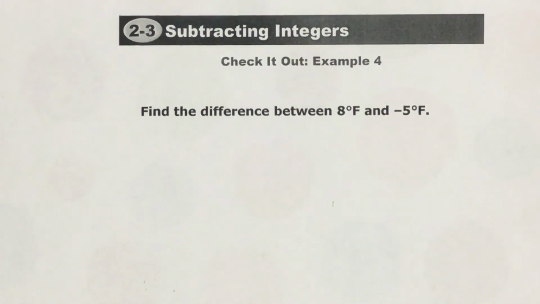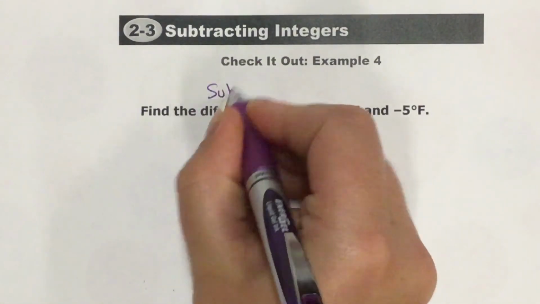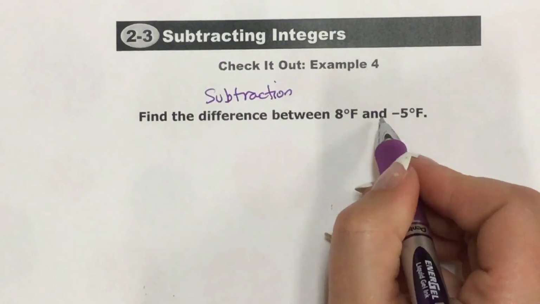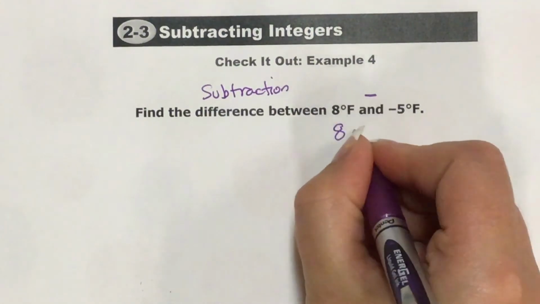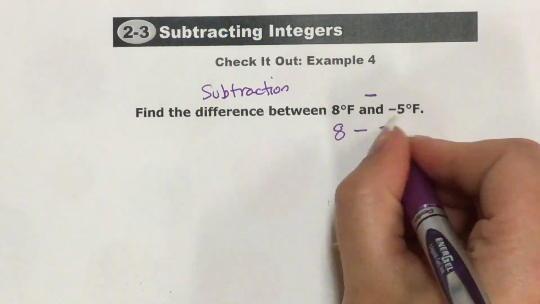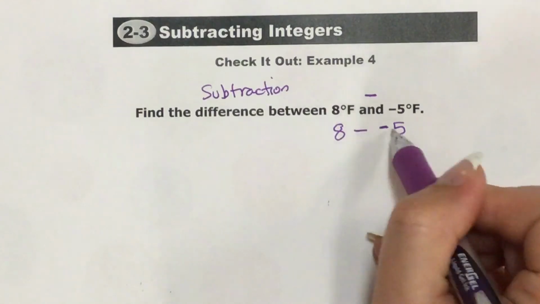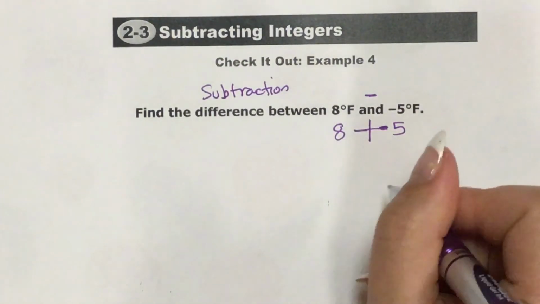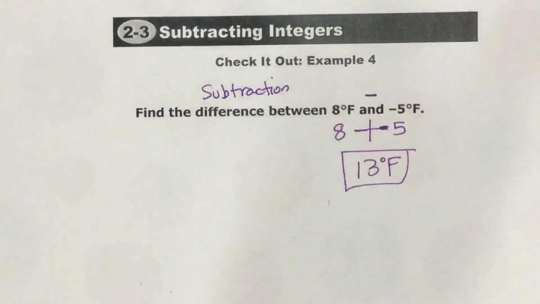And we are back. So we're going to find the difference. The difference means we're doing subtraction between 8 degrees Fahrenheit and is where we put the subtraction sign. So it's 8 minus -5. And what we have here is two negative signs, so those become positive, and it's basically 8 plus 5, which ends up being 13 degrees Fahrenheit. That is the difference between those two values.